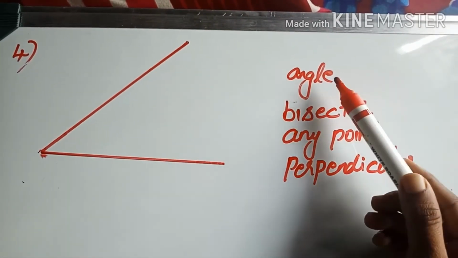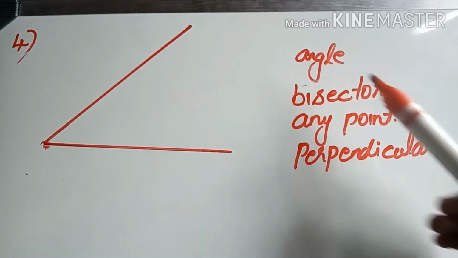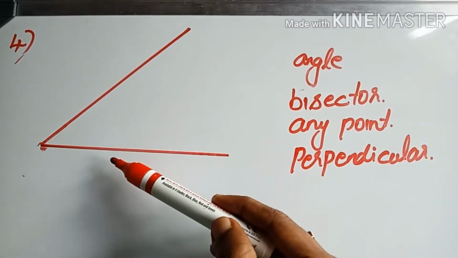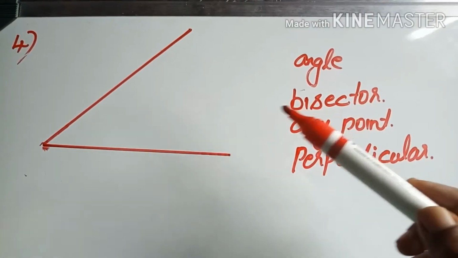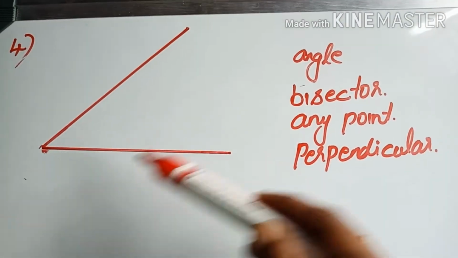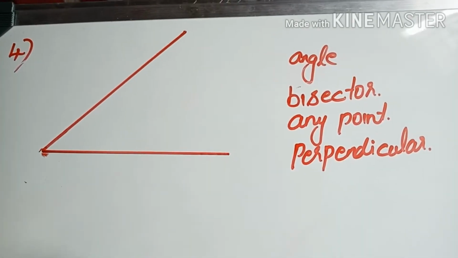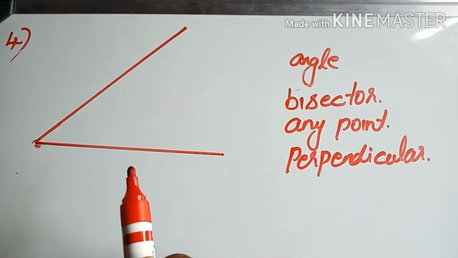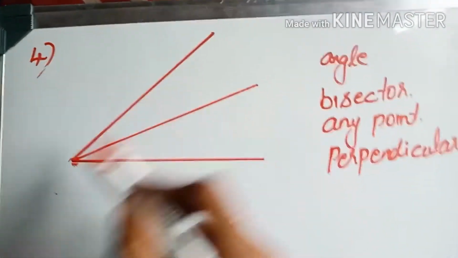First let's start with the angle we need. After that we need a bisector of this angle. In 8th standard you have learned how to draw a bisector. Here there is no need to draw exact measurements, just a rough figure is needed. So let's draw the angle bisector. Okay, this is the bisector of this angle.